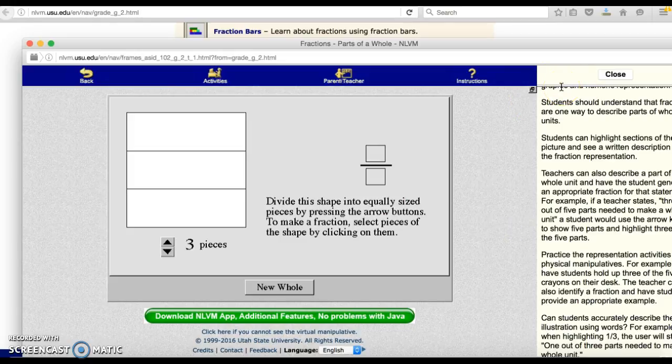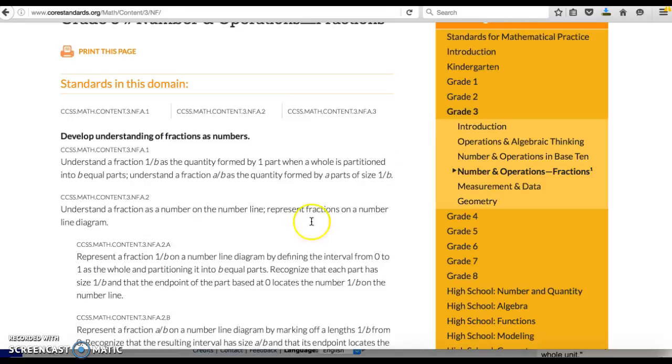The first thing I did when I found this was I actually looked up the standards. So I'm going to go ahead and go to those standards right now. I'll start with the Common Core State Standard since that's what I'm more familiar with. And it goes along with the third grade standard. Understand a fraction 1/b as the quantity formed by one part when a whole is partitioned into b equal parts. Understand a fraction a/b as the quantity formed by a parts of size 1/b.